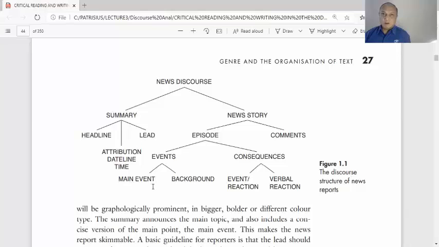Now this is the core of the news. This is the most important part of the news. This is what makes the news. This is something new which is presented to the readers. And then besides that, you have the background. Background is information which has already been known by the readers. So the main event, the news itself, something that is new, is presented against the background. The background is something that the readers are already familiar with.